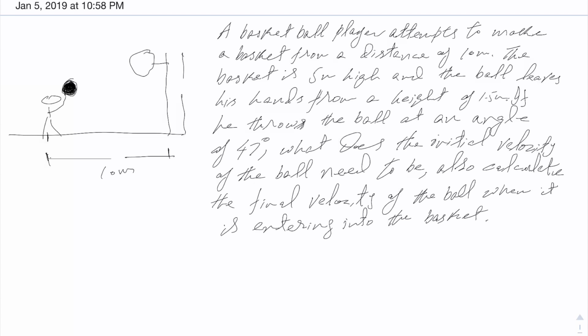The basket is 5 meters high, so it means that delta h, the height, is 5 meters, and the ball leaves his hand from a height of 1.5 meters. So this height of 1.5 meters, we'll say this is delta y naught.